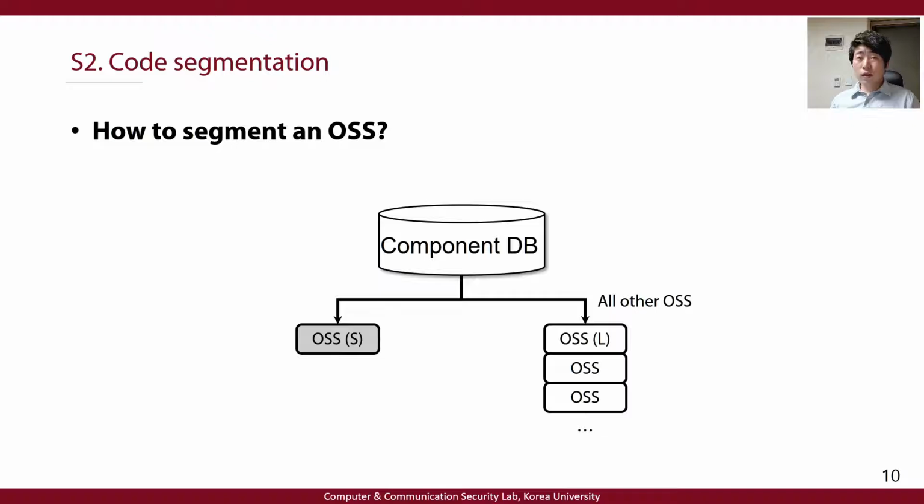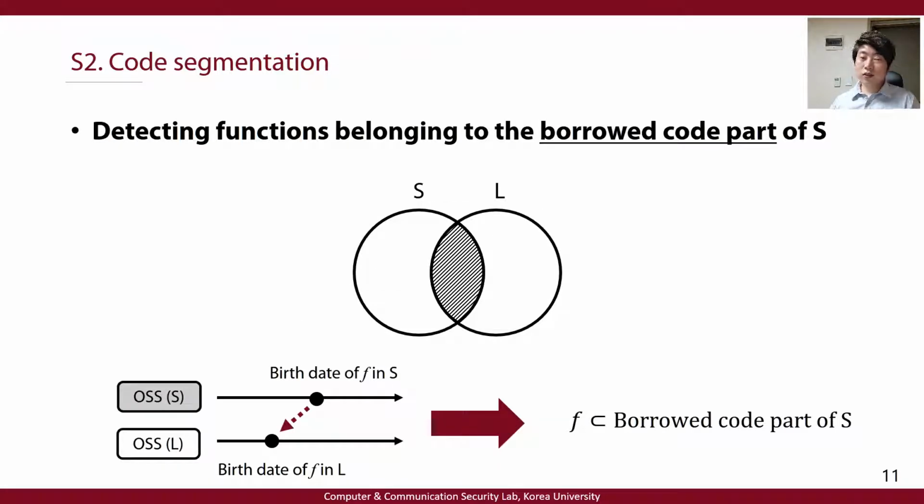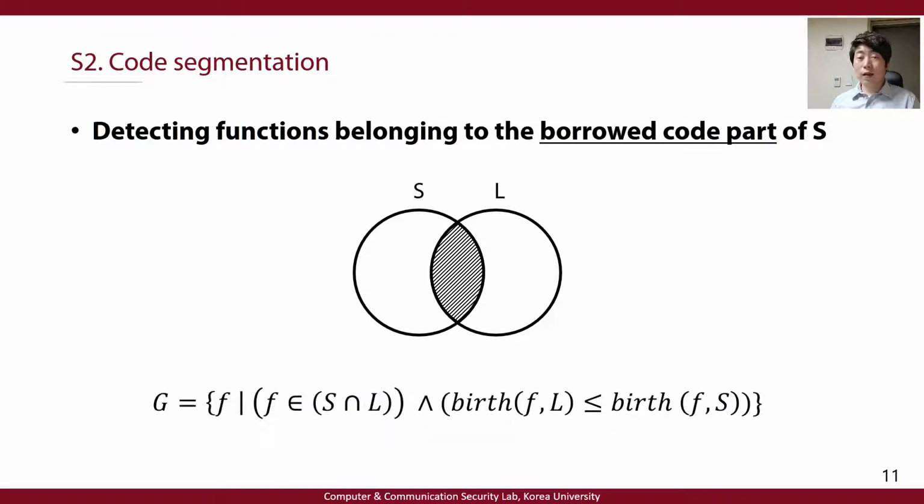To do this, we first select an OSS S that will be segmented and compare S with all other OSS in the component DB. Let one of them be L. We first detect common functions between S and L. Thereafter, we focus on the birth date of each common function. If a function appears in L earlier than S, it should belong to the borrowed code part of S. Thus, CENTRIS tries to detect G, which is a set of common functions that appear in L before appearing in S.